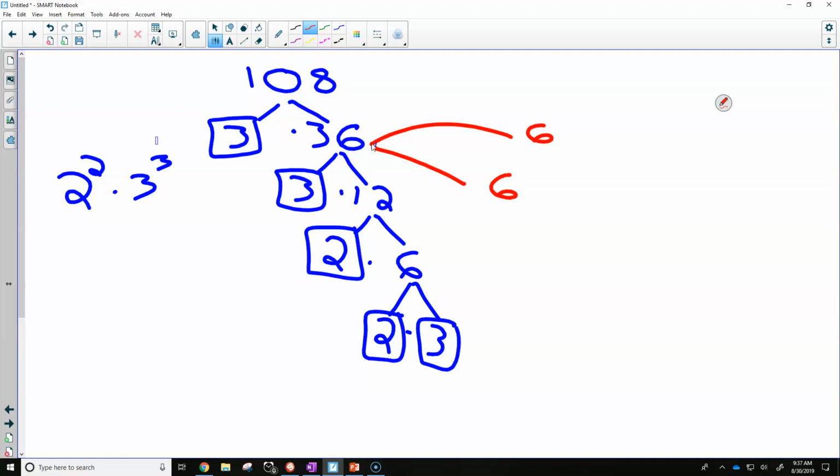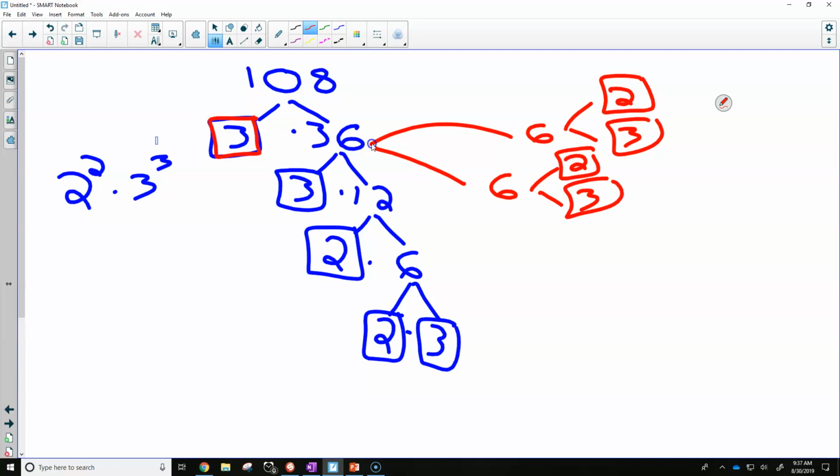So I'm still going to say we had the 3, but then I had 6 times 6, and then I would add 2 times 3, and 2 times 3. There's a prime, prime, prime, prime. Our answer still would have been 2 to the second power and 3 to the third. So we could have done it that way. Where else could we have broken up a different way?